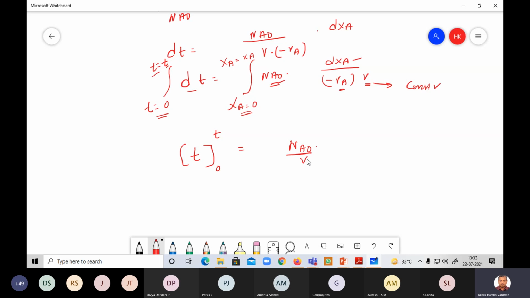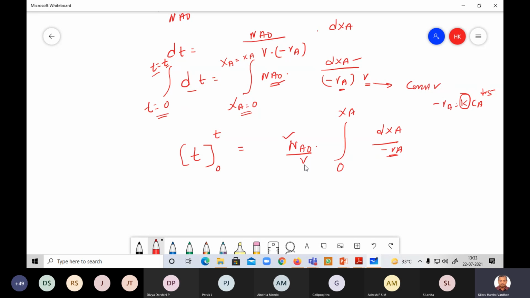Therefore, I can take V also outside. Integral 0 to xa, dxa by minus Ra. We don't know what this minus Ra is, because minus Ra will change with k into Ca squared, or Ca to the power 1.5, or k itself will change. We don't know, so we cannot take it outside the integral. So keep it inside the integral.